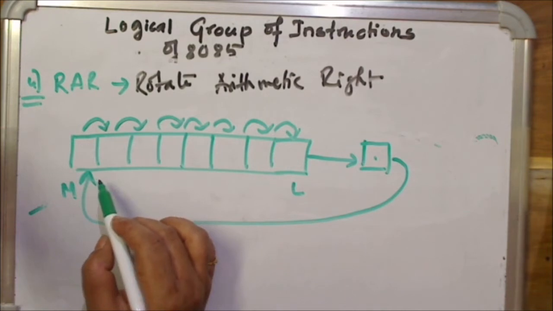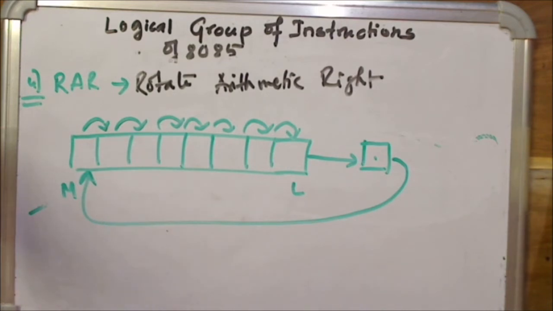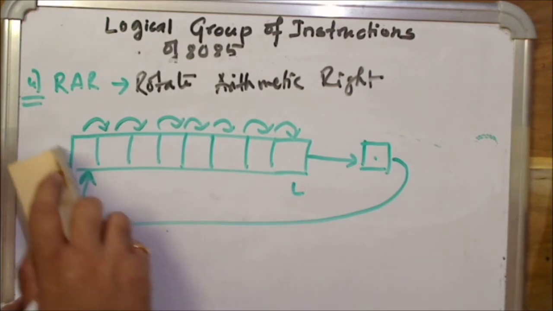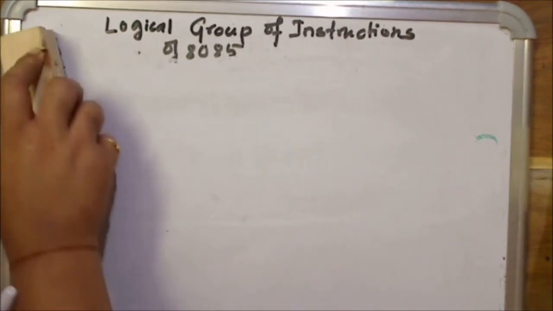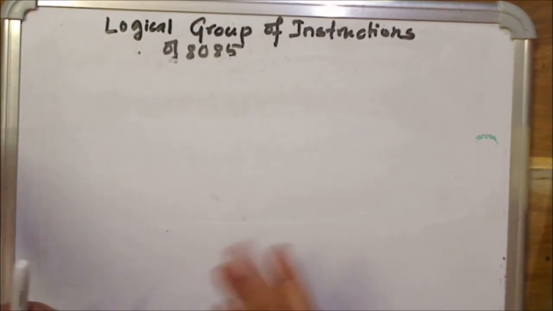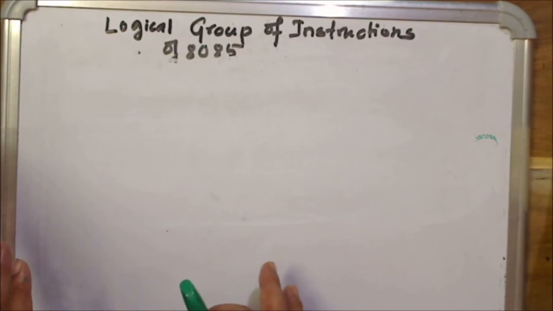Understood? So these are the rotate instructions. Let us make it more clear. What is the difference between RRC and RAR? In RRC only the accumulator was rotating, but in RAR the accumulator along with the carry is rotating. So I hope this is clear. Now let us see the use of these rotate instructions.